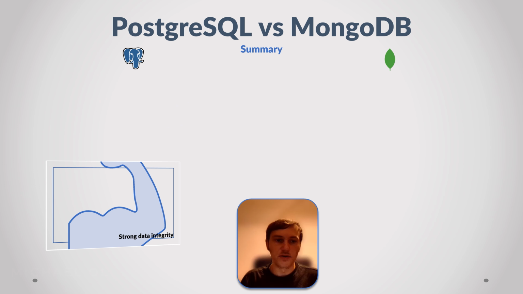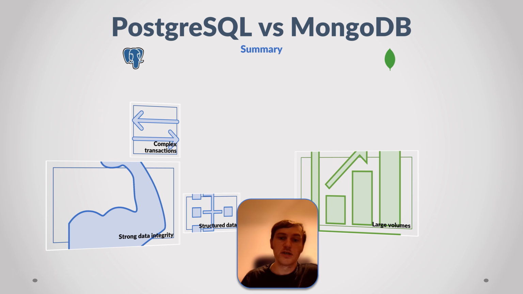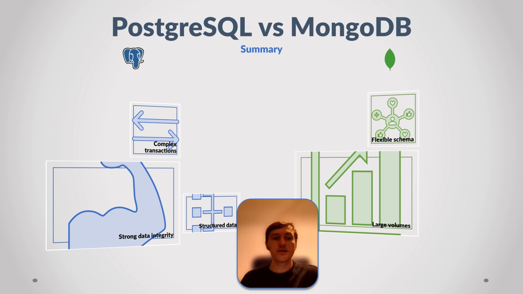In summary, use Postgres if your application requires complex transactions and strong data integrity. If you need strong guarantees around transactions and relationships, Postgres might be more appropriate. Use MongoDB if your application requires high scalability and performance with large distributed datasets. Also, use it if you need a flexible schema due to frequent changes in data models.